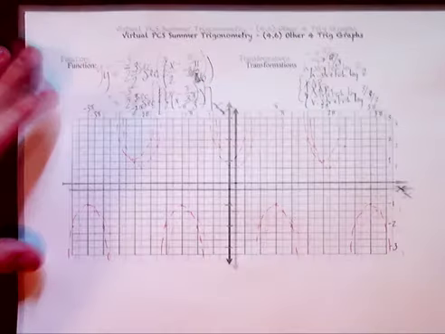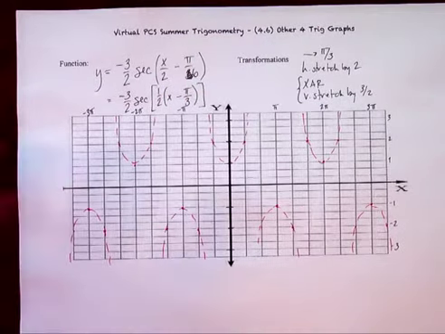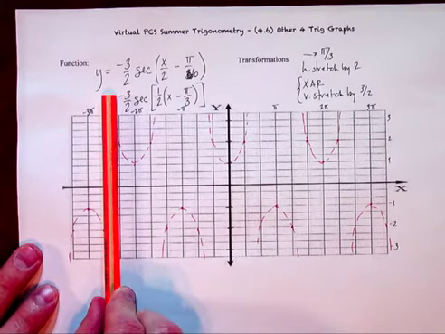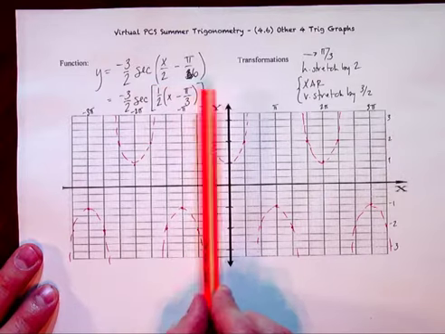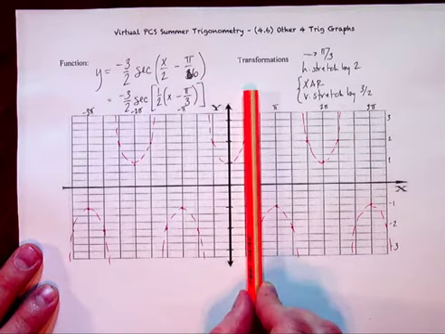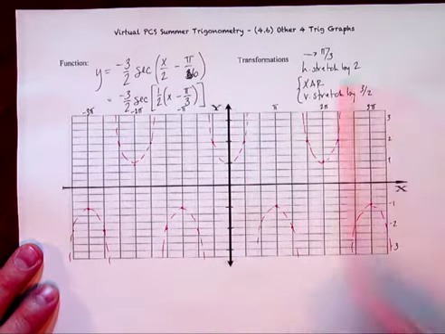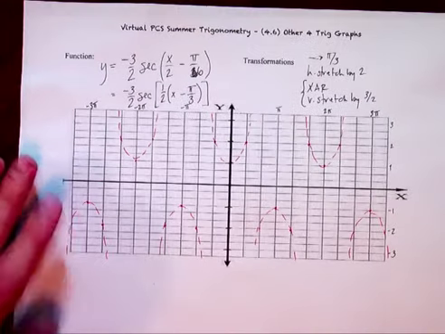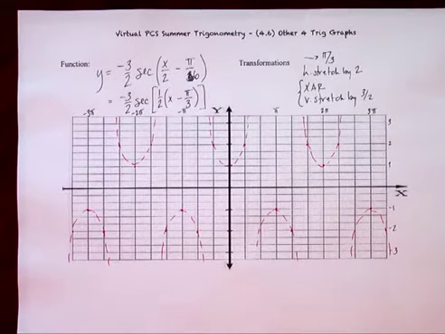Okay, there is our parent, okay? And we know that basically there's an asymptote here, there's an asymptote here, there's an asymptote here, and here, and here, right? I just didn't put them on there because I don't want to crowd up the graph.